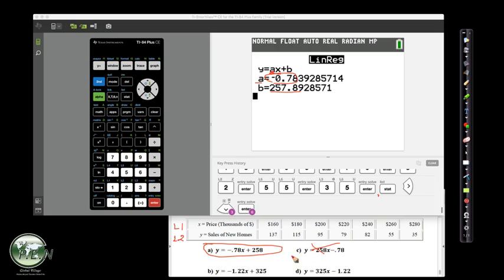The other ones come from I don't know where, maybe entering things in wrong. Anyway, that's what we have. That's the power of linear regression.